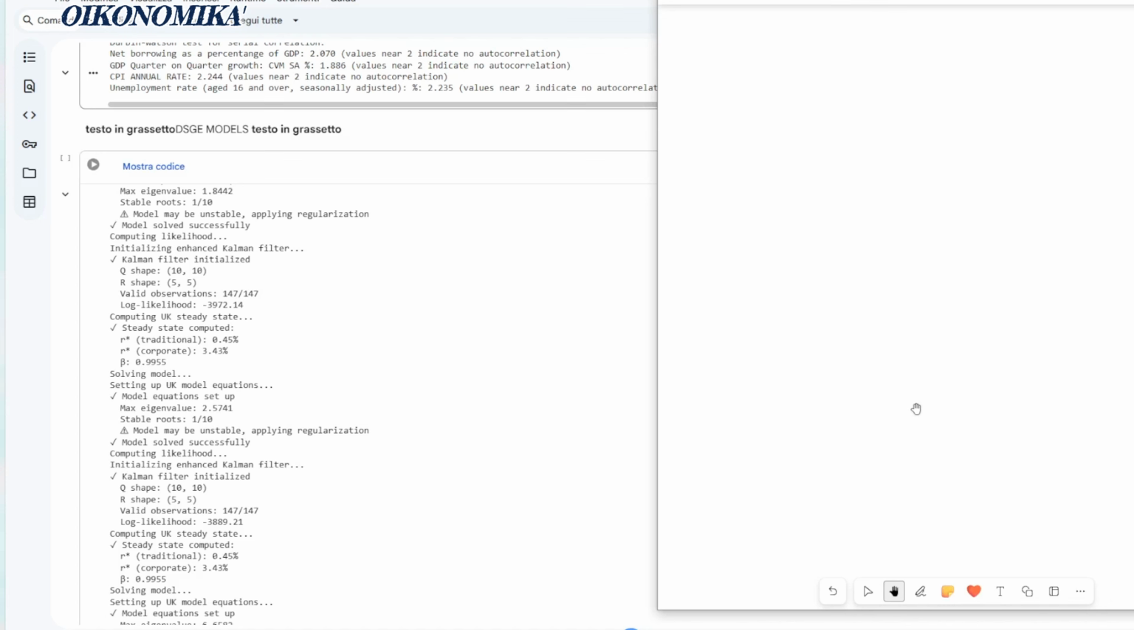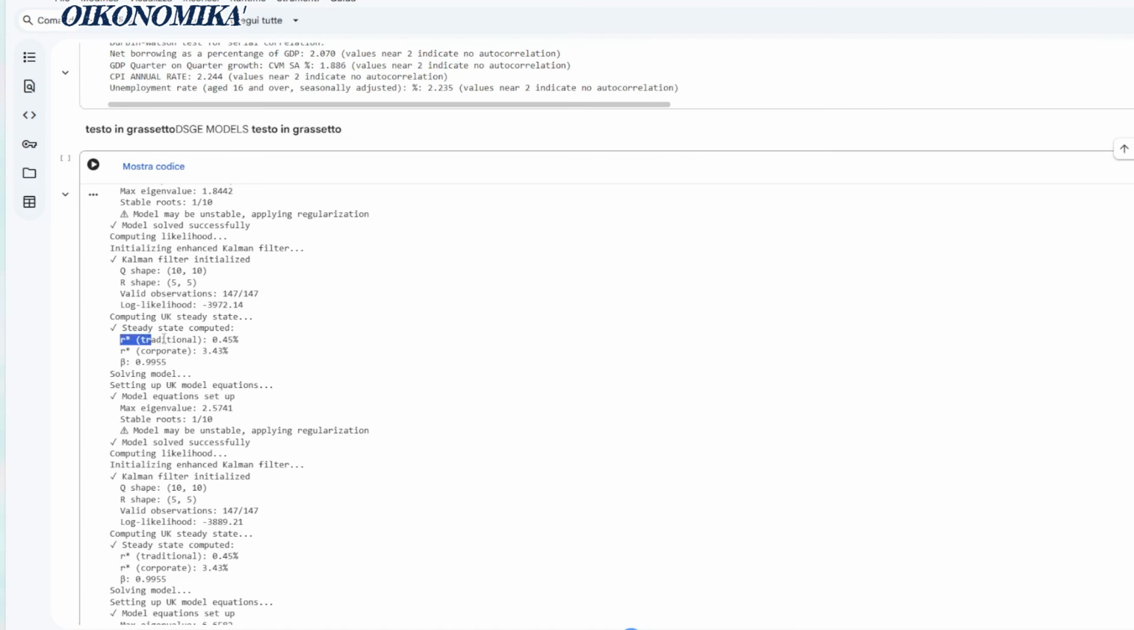is the neutral level of interest rate, because then the DSGE model informs the policymaker what the structural neutral level of interest rate is, and by knowing that, the central bank knows how much they can cut interest rates. Perhaps here it's very simple. Here we see that there is a 0.4 neutral level of interest rate.